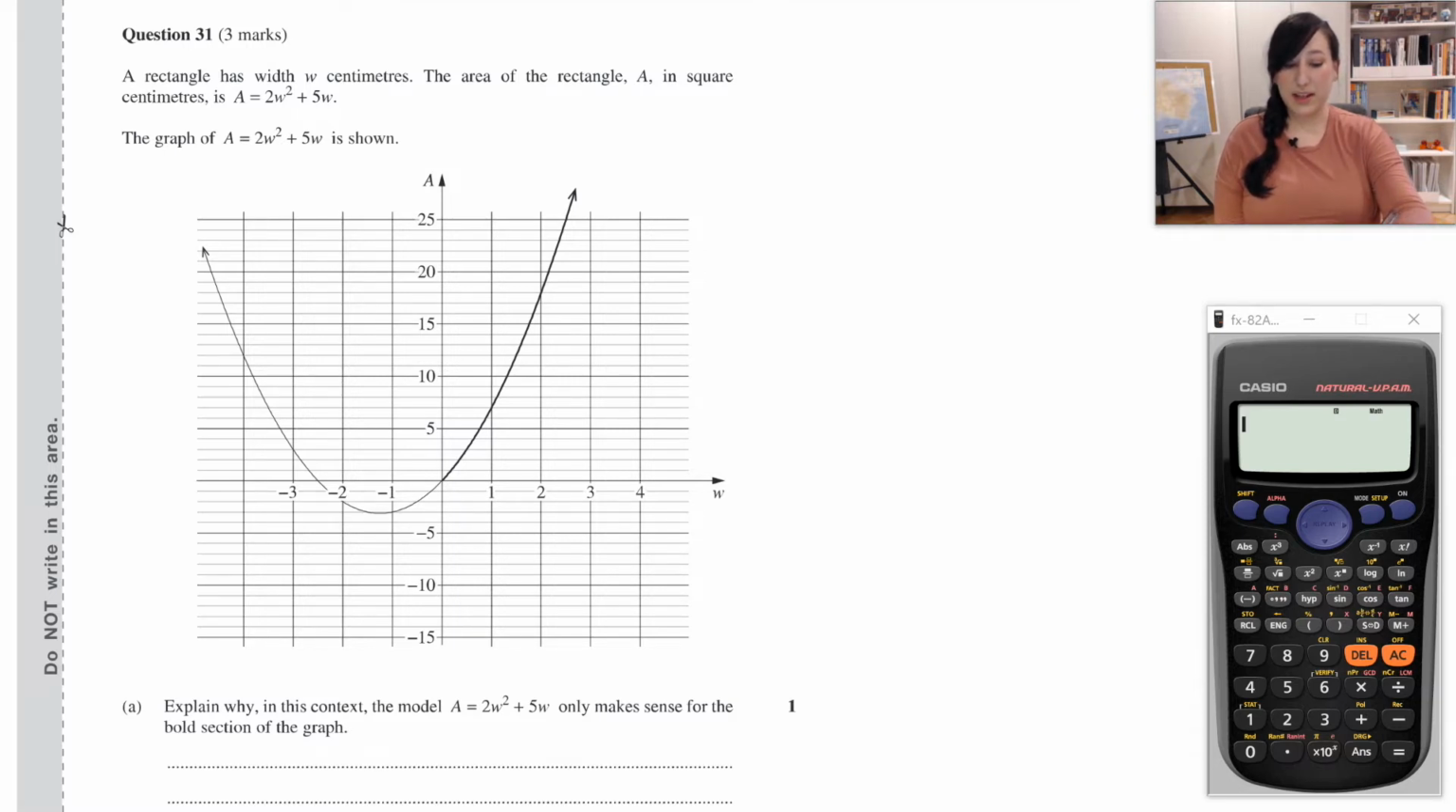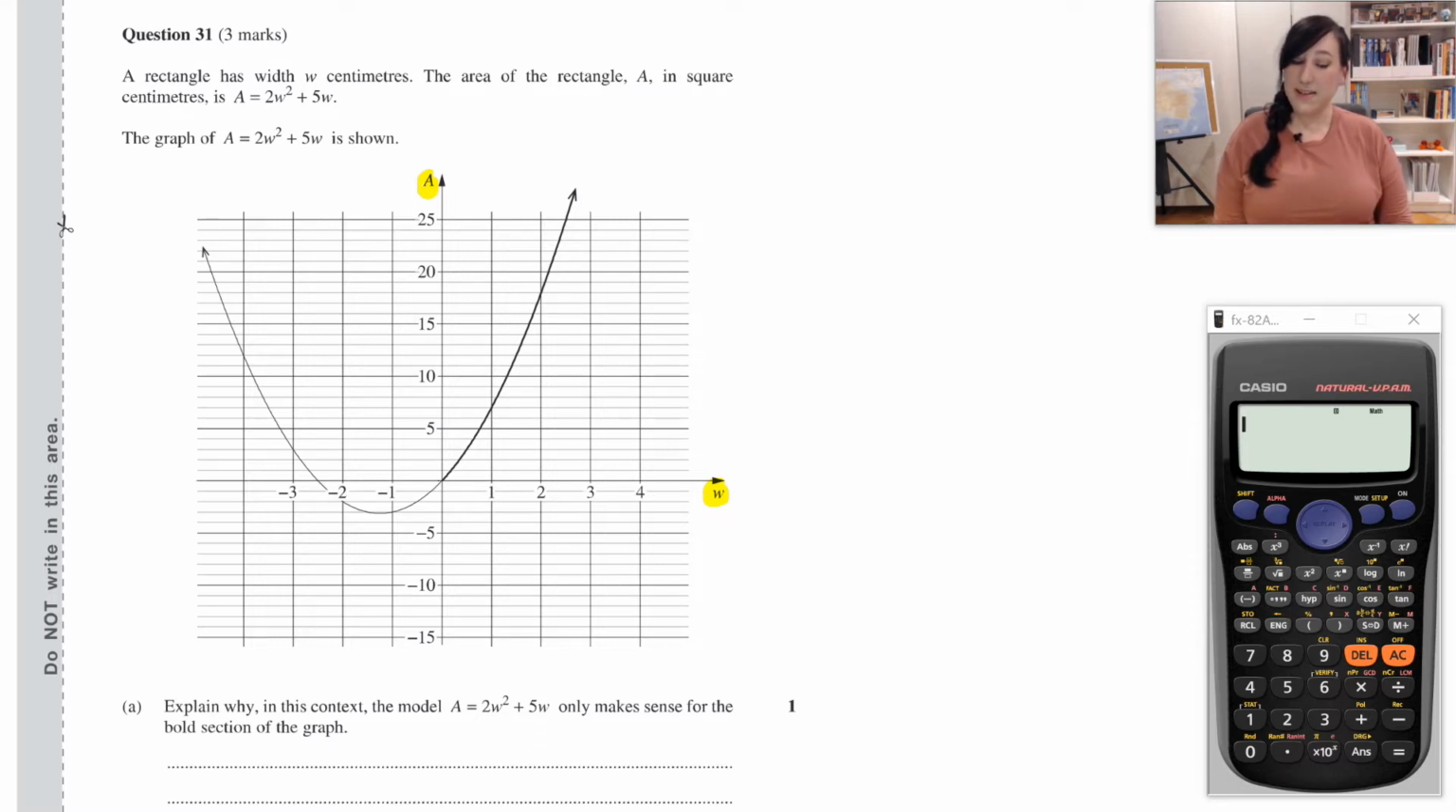So it's referring to this section of the graph here, which is bolded. And we need to give a reason why, even though we can see this entire graph, the model only makes sense for this bolded part. So we need to consider the context of the problem and what each of the pronumerals represents. W on the horizontal axis represents the width of the rectangle, while A on the vertical axis represents its area. A depends on W, the width of the rectangle. As the width changes, the area will change as well.